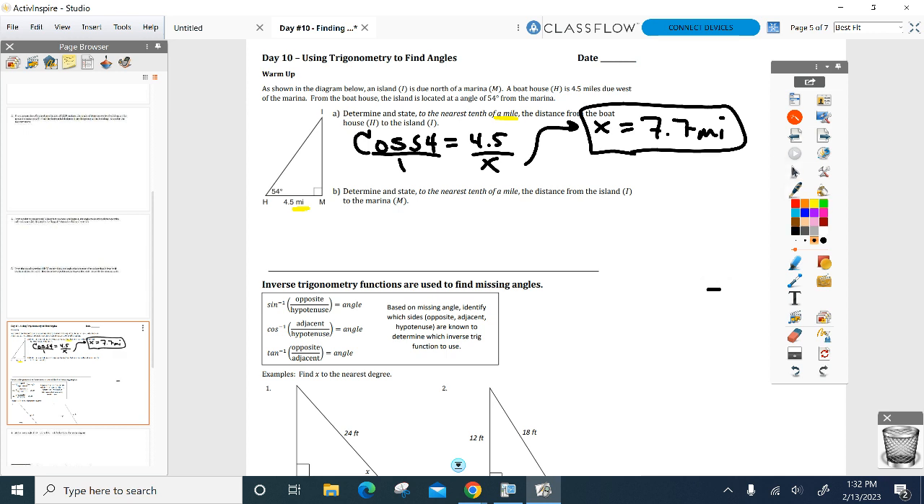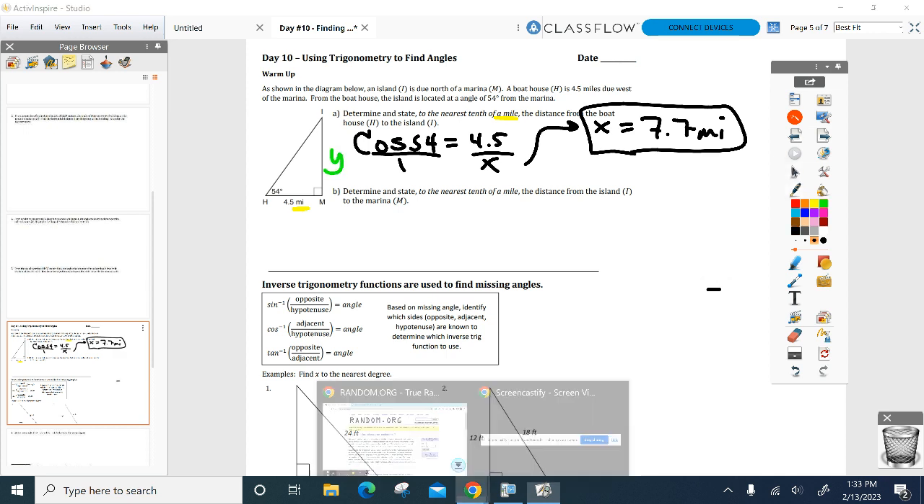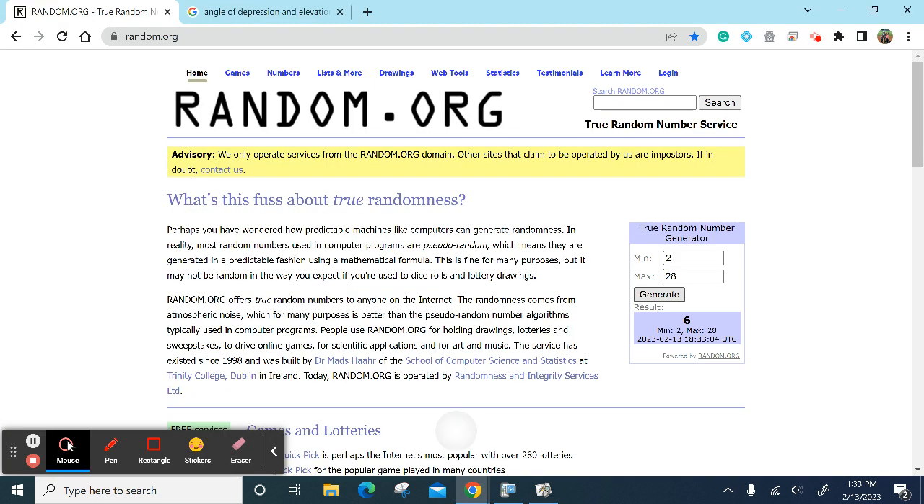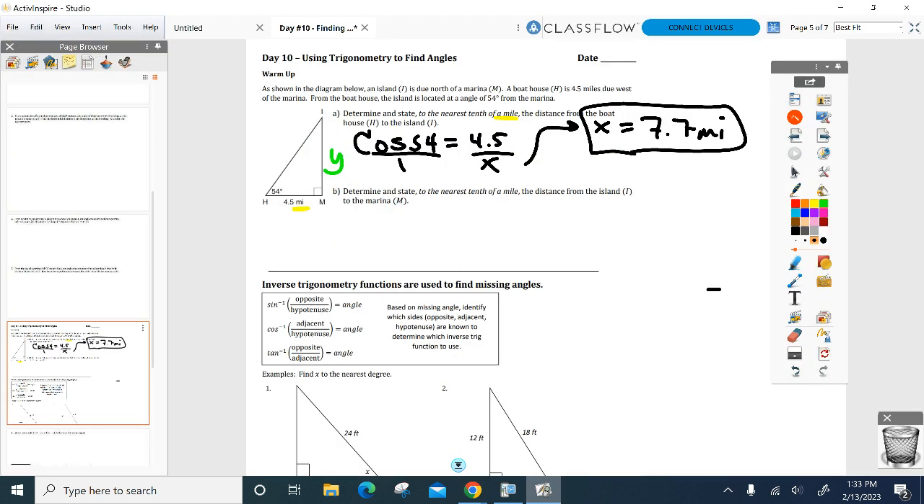All right, and then part B asked for the other side, IM, and which ratio did you use for that one? Number 11, what ratio? Tangent. And anybody use sine or Pythag? You can, that's fine, just as long as you didn't use cosine. You could have used your previous answer along with Pythag or along with sine. It should have come out with the same value. Tangent of 54 equals y over 4.5, and no matter how you did it, cross multiplying or Pythag, number 18, nearest tenth: 6.2 miles. It shouldn't have mattered how you did it.